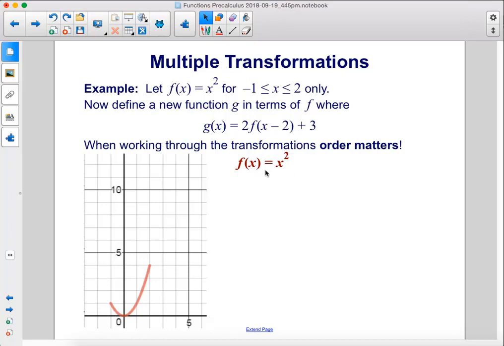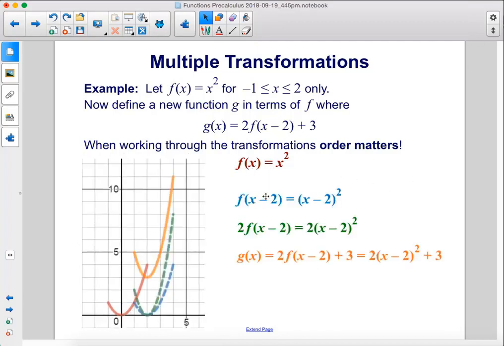So we're going to begin with f of x equals x squared on this domain right here. Our first step is going to be putting this negative 2 inside of the parentheses. That gives us x minus 2 squared, so we move to the right 2. So here in red's our original, then we move over and we have a blue graph right here, and that is f of x minus 2.